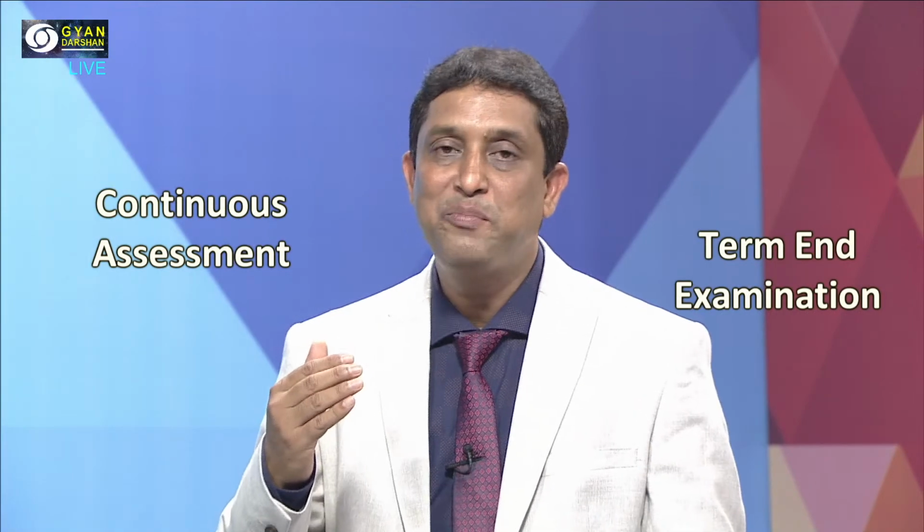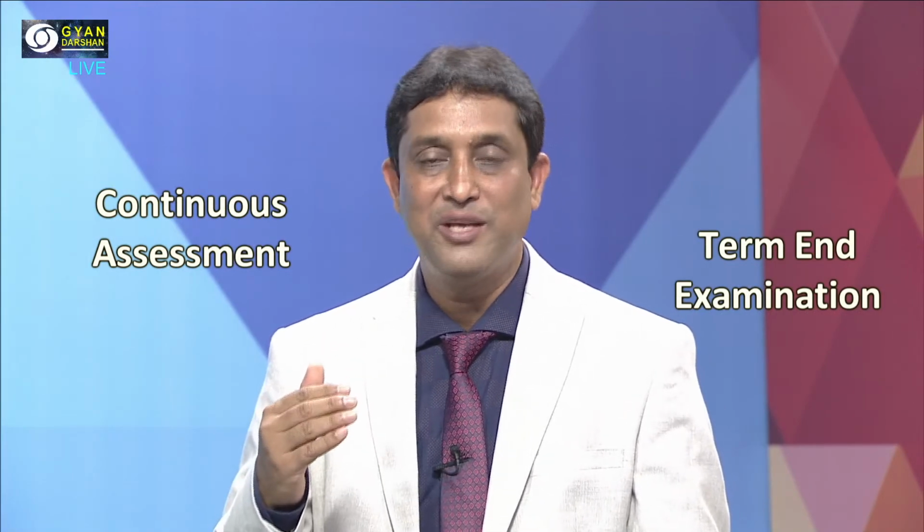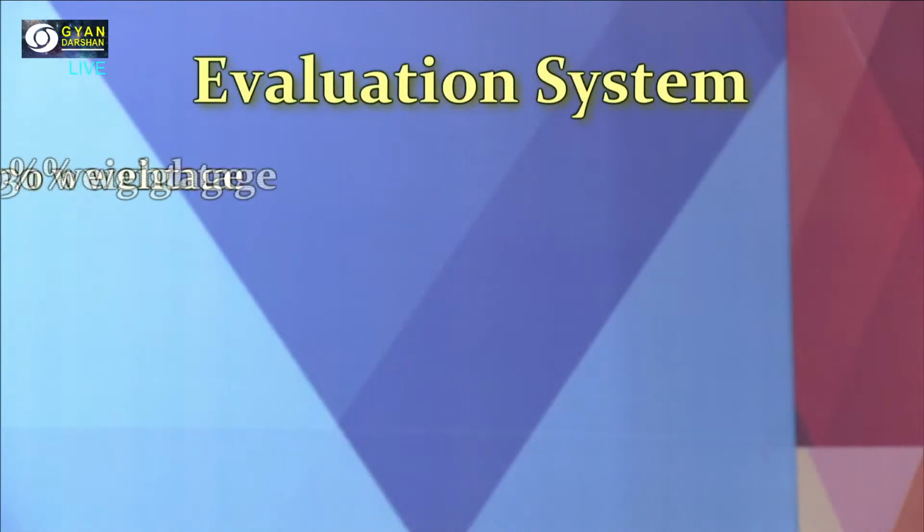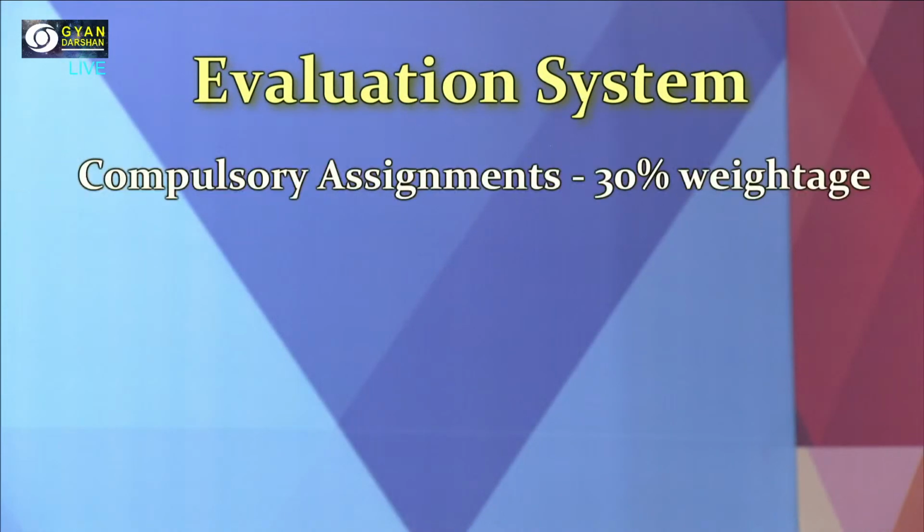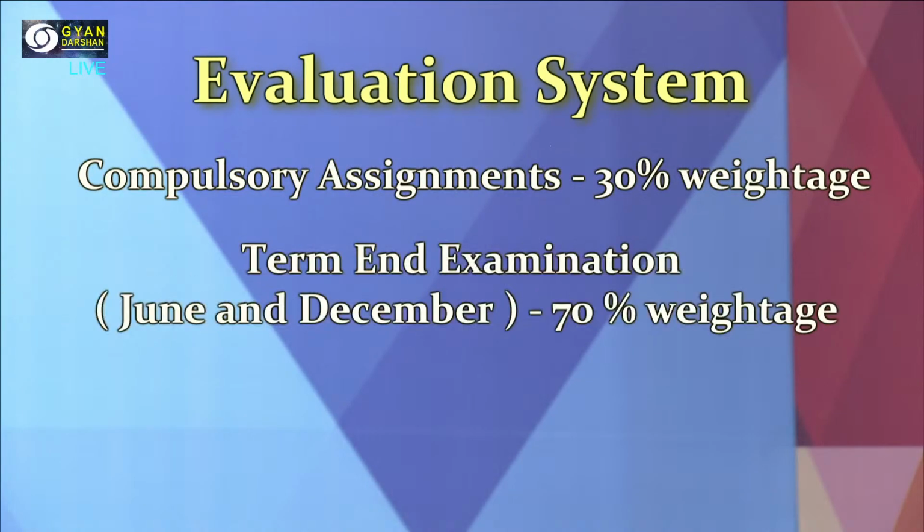Both continuous and term-end evaluation processes are adopted in MA Education program. 30% credit is given to continuous assessment, that is the course-wise assignments, and 70% weightage is given to term-end examination that are conducted in the month of June and December every year. So far as dissertation is concerned, dissertation report will be evaluated, and at the same time viva-voce examination will be taken for your dissertation course.